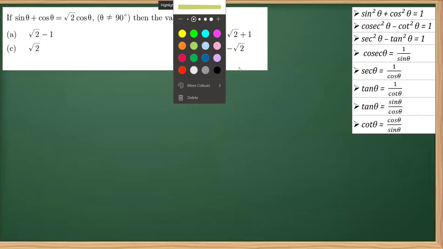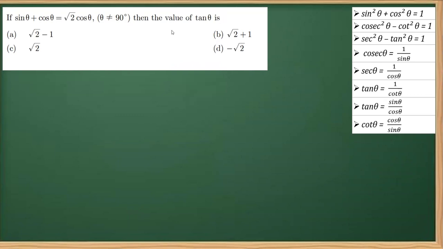We have one question from the chapter trigonometric identities. It says if sin theta plus cos theta is root 2 times cos theta, then we have to find the value of tan theta. Now, we know that sin theta by cos theta is tan theta. So that's what we are going to apply here.